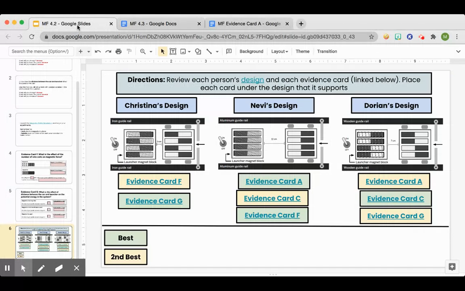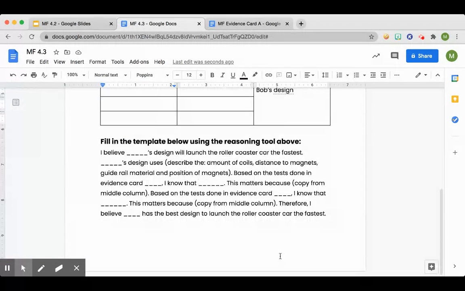So if Bob's design was something like Nevi's, I could say that Nevi has the best arrangement of magnets.